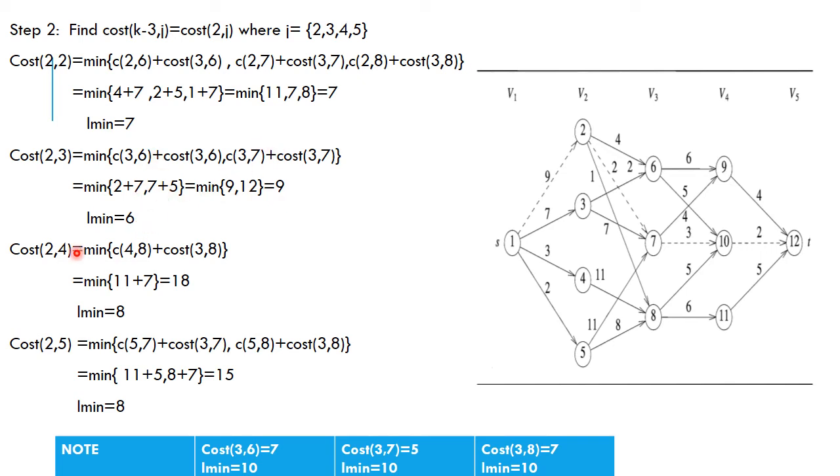6. Similarly, you find cost of 2 comma 4, that is 18, and here your 4 is connected to only one L node in the next stage. So L minimum is 8. So cost of 2 comma 5, 5 is connected to 2 nodes in the next stage. So L node can be, this time, 7 and 8. So apply the formula and you get minimum cost value 15. So which node among 7 and 8 gave you the minimum value? That is 8, which is 15. Cost is 15. So that is noted down for the next stage.